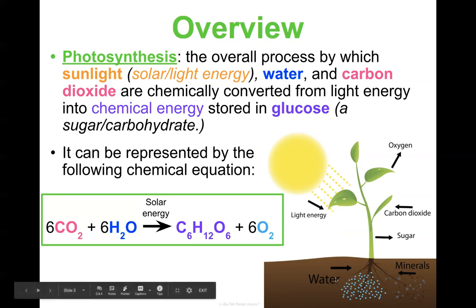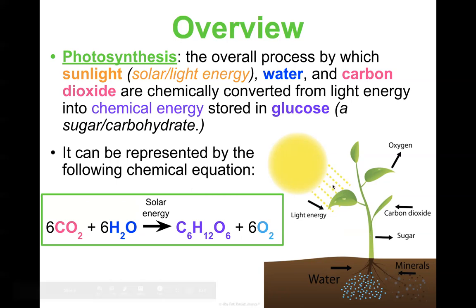So here we have a diagram of this. Carbon dioxide is going into the leaf from the air, water is going into the plant from the roots, and we have solar energy here. And then the glucose is going to stay in the plant, and it will be accessible to animals that eat the plant. And then the oxygen is going to go out of the leaves as a waste product.